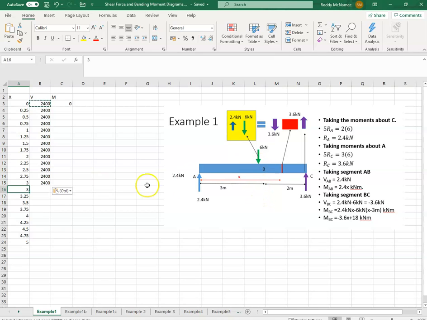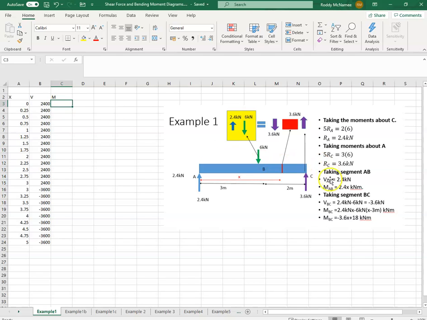Okay. So I know from 0 to 3 meters, it's 2.4. And then from 3 meters, so this segment here from B to C, it is minus 3.6. So there's a very instantaneous change here at 3 meters. So I'm going to say that's minus 3,600.